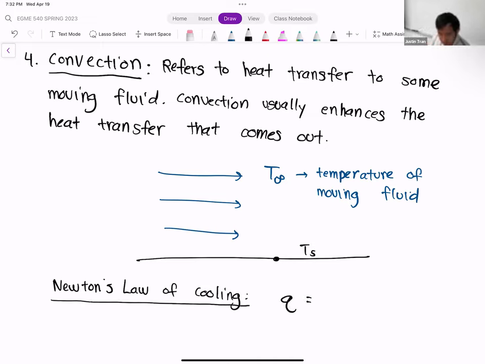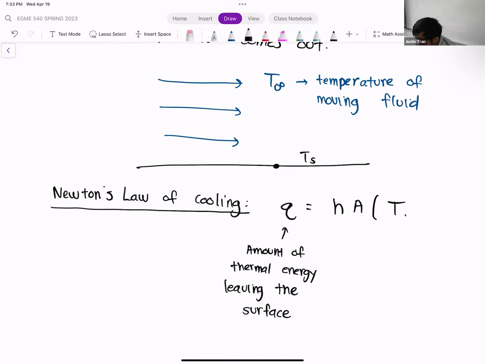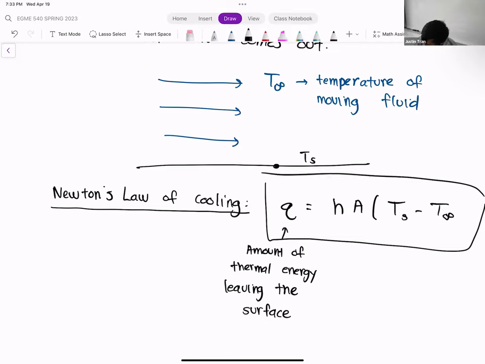Q here is the amount of heat transfer that leaves the surface. Q is equal to H times A times the difference in temperatures, so TS minus T infinity. A lot of these quantities are fairly straightforward to see. In terms of ANSYS, there's only a couple of parameters here that you have to set.